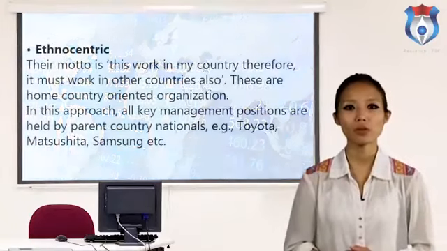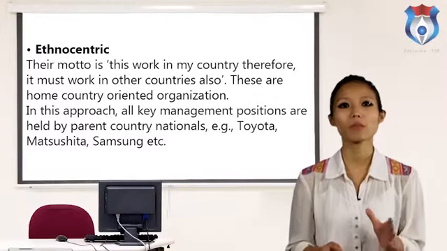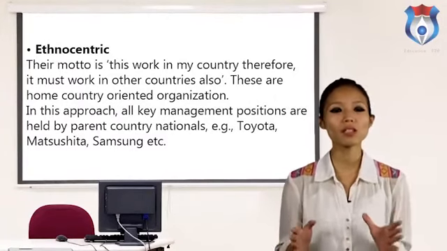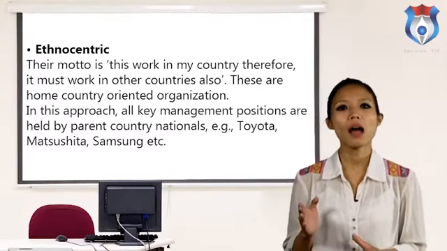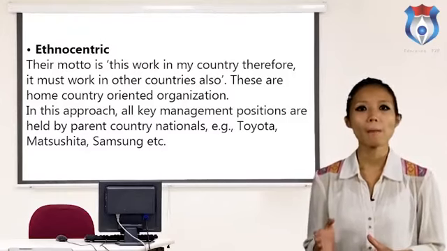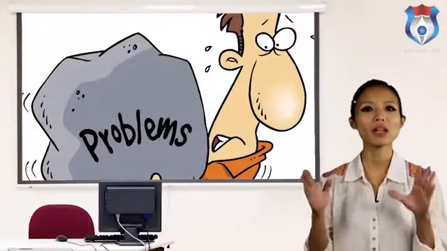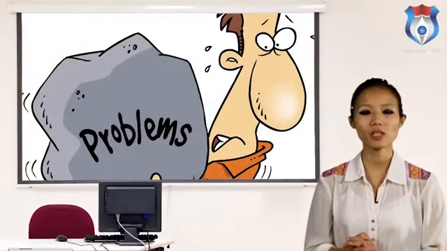Ethnocentric. Their motto is, "This works in my country, therefore it must work in other countries also." These are home country oriented organizations. In this approach, all key management positions are held by parent country nationals, for example Toyota, Matsushita, Samsung, etc. There are several problems that have been recognized in adopting the approach. Some of them are pointed out below.